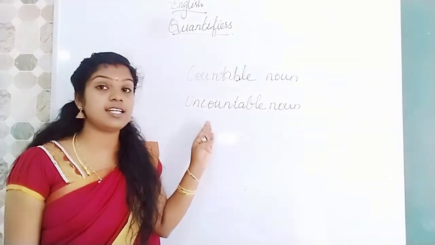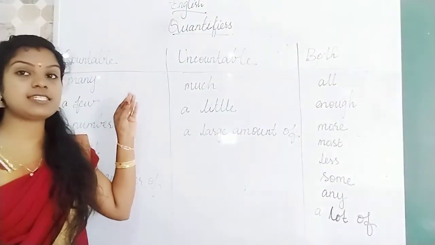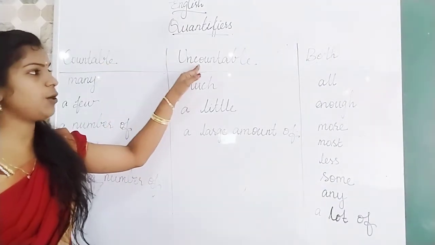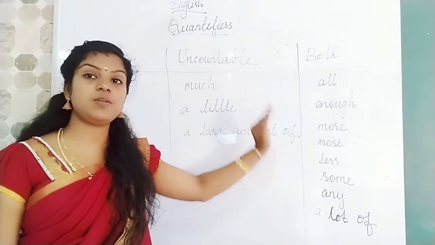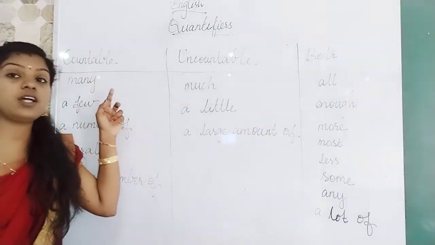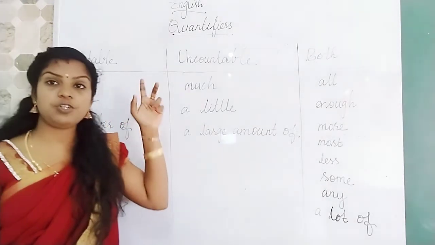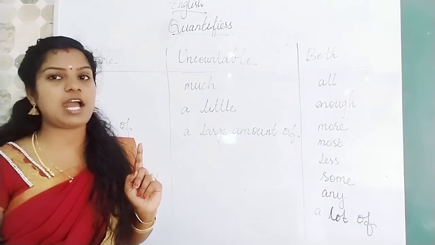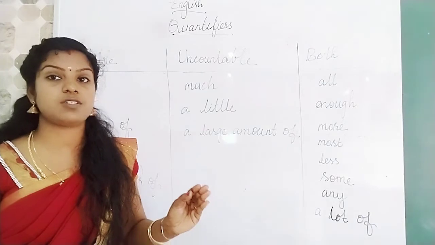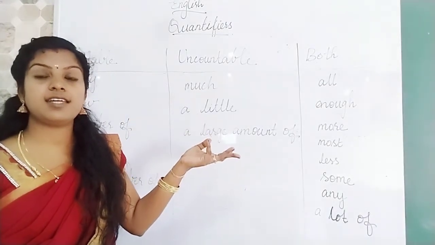Let us learn that list of quantifiers which we have to use for countable, uncountable and both. Both means countable noun and uncountable noun. First, which quantifiers should we use only for countable nouns? First, do you know about countable and uncountable nouns? What do you mean by countable noun? Yes, a noun which we can count is called a countable noun. For example, pencil, apple, then chocolate.